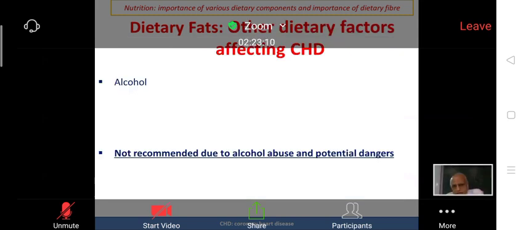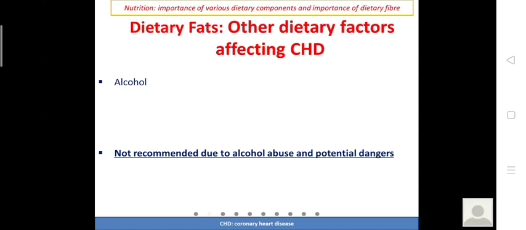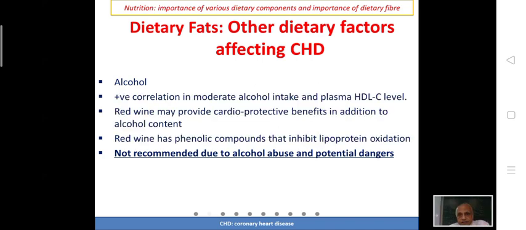Now, another dietary factor affecting coronary heart disease is alcohol, and this is in the books. In reference books it is described as having a good part, and it is consumed globally in the form of drinks. It's not recommended. Alcohol abuse has potential dangers, so beware. But of course, in the books you can find the information regarding it. There's a positive correlation between moderate alcohol consumption and plasma high density lipoprotein cholesterol level. If you take more alcohol, HDL-C level may also increase, but that is the good part.